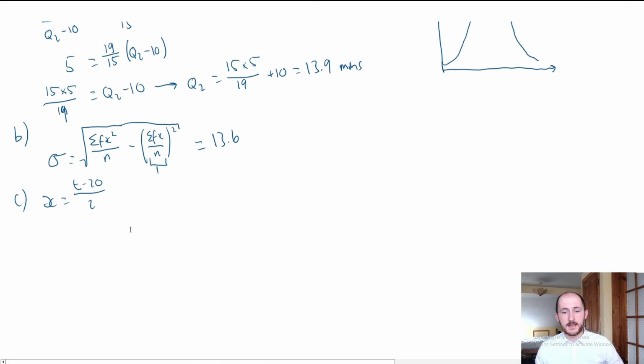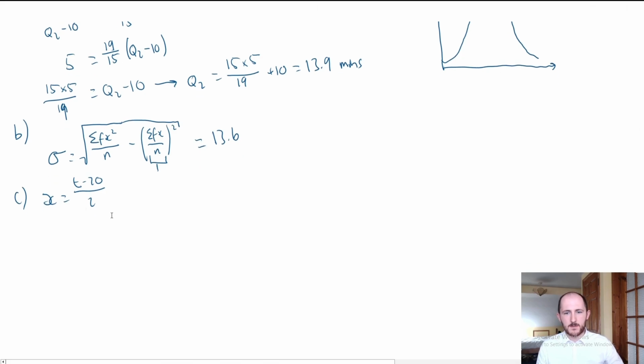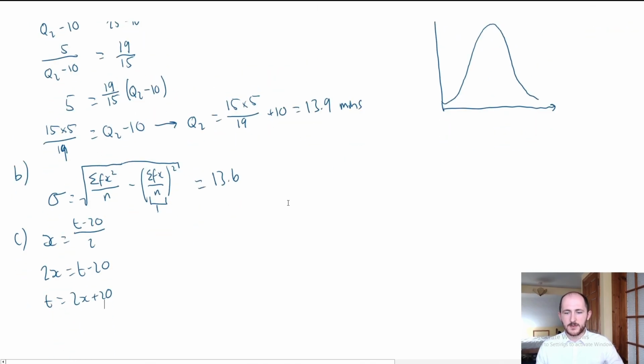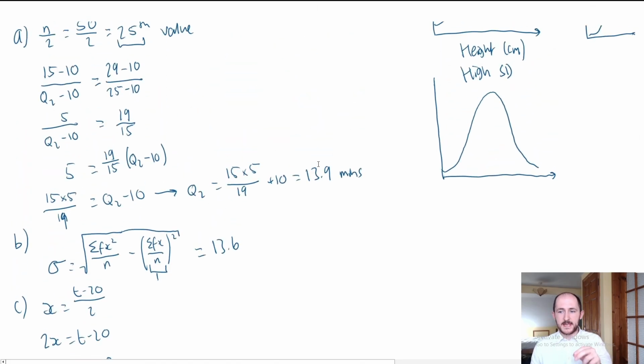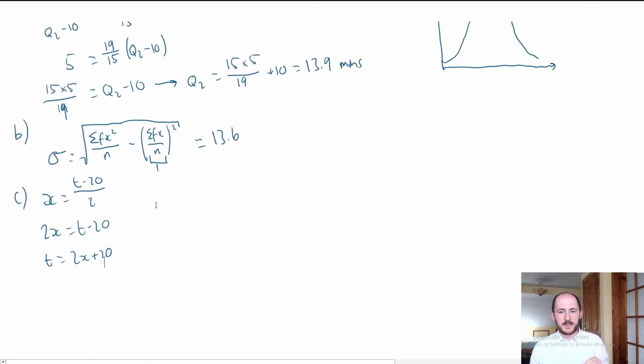And what you might say is, okay, let's rearrange for t, and that would be a smart move. So times both sides by 2 gives me 2x equal to t minus 20, and therefore t is equal to 2x plus 20. And then you might say, okay, all I need to do is sub in both of these values into this formula and we get the original data. So remember, this is the median of x and the standard deviation of x, but we want the median and standard deviation of t, the uncoded data. And that is half right.